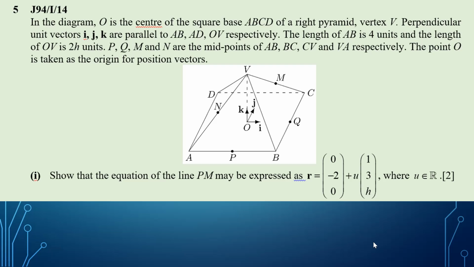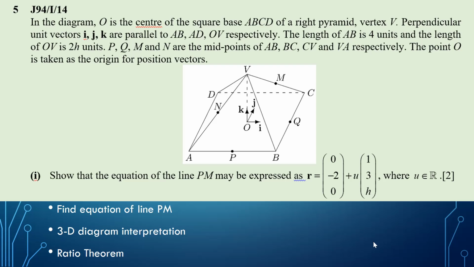So the skills required for this question are, of course, number 1, to find the equation of the line PM. Thereafter, before you can do that, you need to interpret the diagram and write down certain position vectors before you can proceed on. And of course, you need to activate a little bit of ratio theorem because M happens to be the midpoint of VC. So this is in a nutshell the skills required to handle this question.